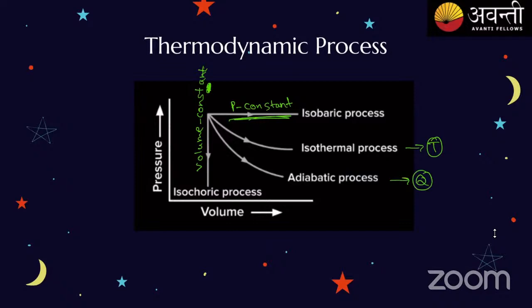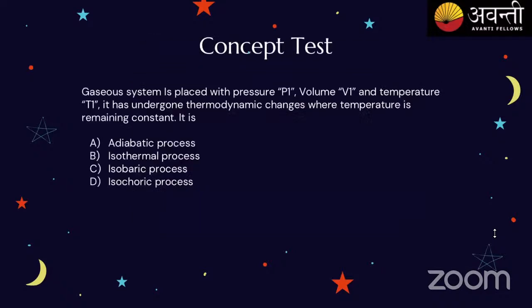Now, if you understand these types of processes, try to answer the question. Read the question properly. A gaseous system is placed with pressure P1, volume V1 and temperature T1. It has undergone thermodynamic changes where temperature is remaining constant. Now, what type of process is this? Isobaric, isochoric, isothermal or adiabatic? Try to read the question properly, you'll get the answer itself. Take 30 seconds.